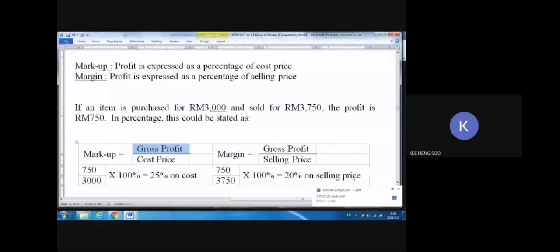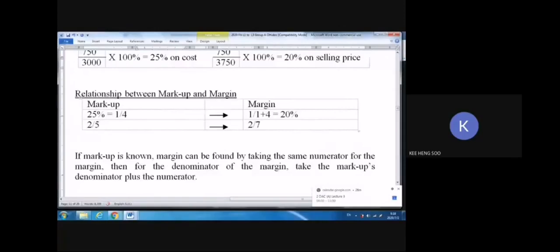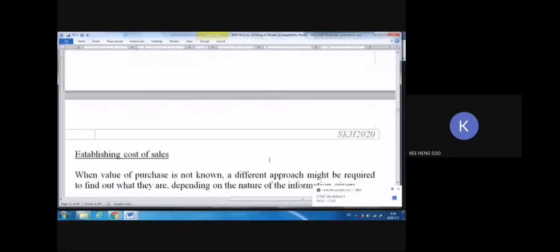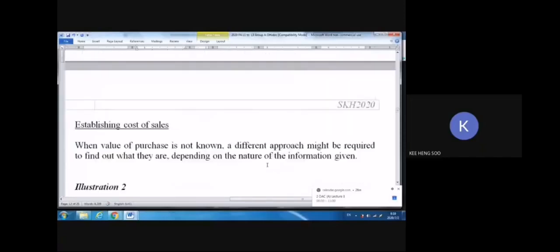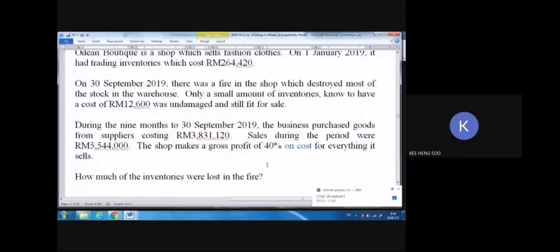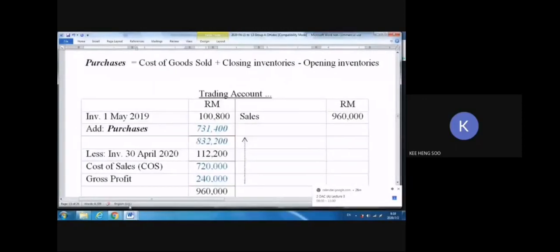You change to margin. On the other hand, sometimes the question gives you margin, then you have to change it to cost, because you got no selling price. Okay, now come back here. So you need to apply this technique in the analysis of record to get the missing figures. How much is the inventory lost in fire and so on.